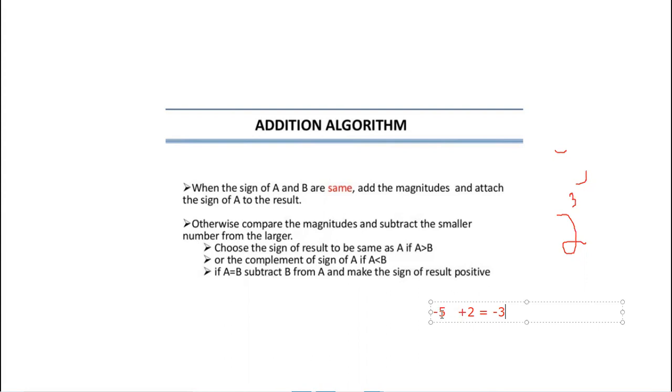For example, 5 minus 2: here it is clear A is greater, isn't it? The value is positive 3. A is greater, so you give the sign of A. If A is less than B, then make the sign negative, that is, find the complement of the sign of A, which means plus gets replaced with minus. Then if A is equal to B, which means 5 is equal to 5, A and B values are the same, then the answer will be 0 and the sign of the result must be positive.